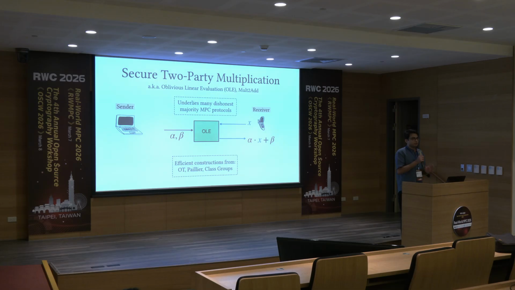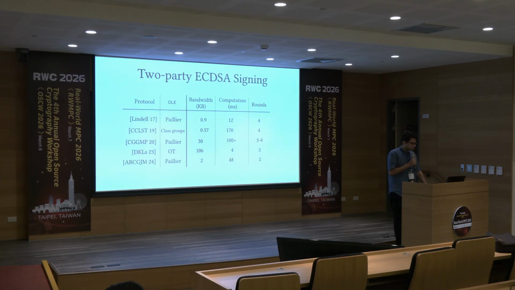And it underlies many protocols in this dishonest majority setting, like the two-party setting. Essentially, it allows the sender to input two values, alpha and beta, and the receiver to input x, and obtain alpha x plus beta as its output. And there are efficient constructions for this primitive from a number of different tools, like OT if you want to be generic, Paillier or class groups if you prefer something based on homomorphic encryption, and so on.